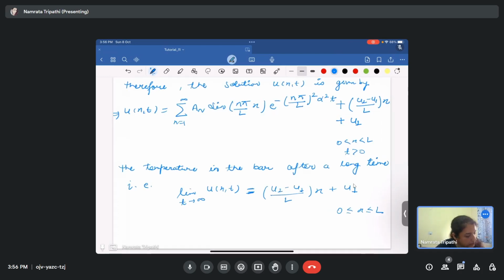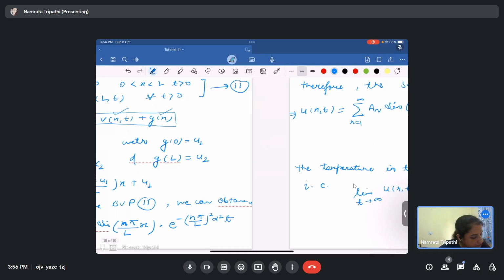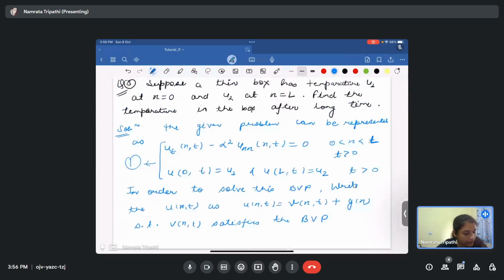Okay, just recall question number 3. The question says: suppose a thin box has temperature u1 at x equals 0 and u2 at x equals L. Find the temperature in the box after a long time. So the given problem can be represented with x from 0 to L, and at one end the value u(0,t) is u1 and u(L,t) is u2.